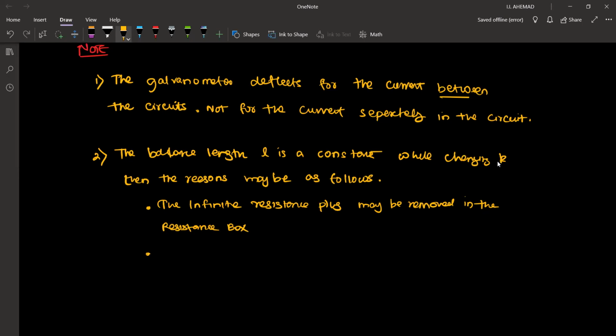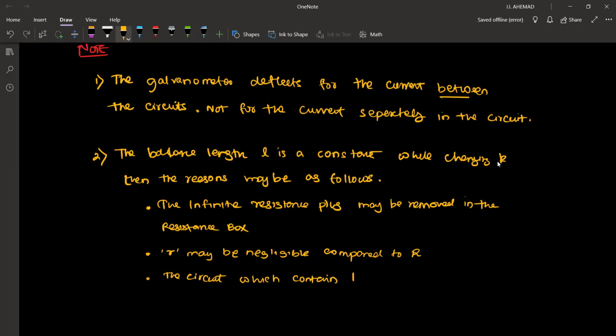So the other reason may be the internal resistance r may be negligible compared to R. Or the circuit which contains the resistance box may be incomplete.